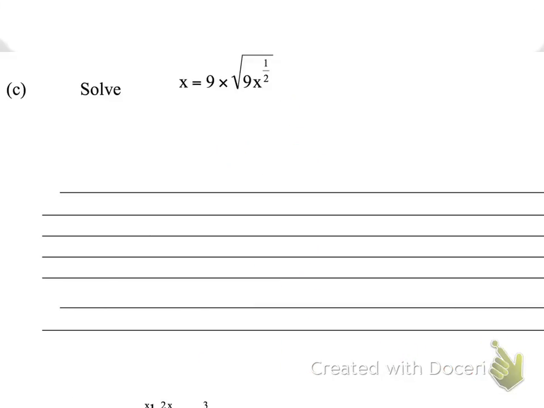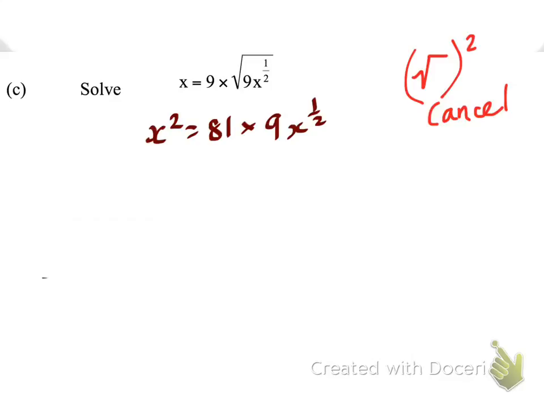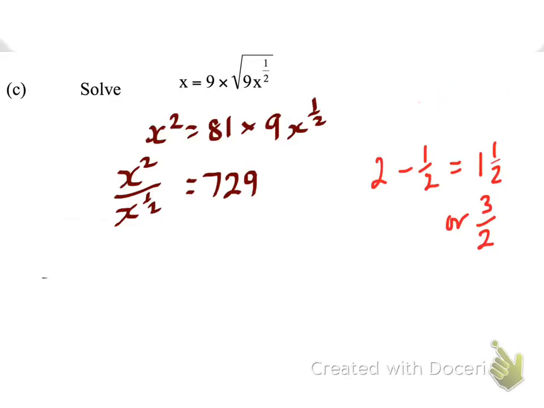Now the difficult part for question C is that square root sign. So if I square everything, the square root sign will cancel out with the squared. So I'm going to square everything. So there we have that. Then put the x to the other side. So when we divide by x to the half, we subtract the powers. And that gives you x to the 3 over 2. So there's my working y, it's 3 over 2.